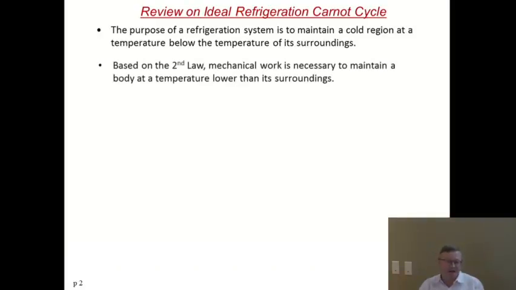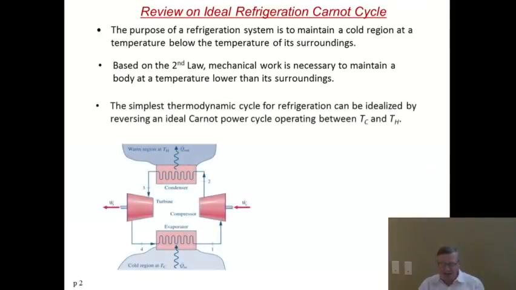Anyway, in all of these cases, you know that based on the second law, you need to add mechanical work to this system to maintain that body at a temperature lower than its surroundings, because there's always heat that's going to come from the surroundings to try to increase the temperature of the body in question. And the simplest cycle that we have is then the Carnot cycle. So in the case of the Carnot cycle, you had a hot side reservoir, and you had a cold side reservoir. And if you remember, the only thing that mattered there is the actual temperatures of the cold side and the temperature of the hot side.